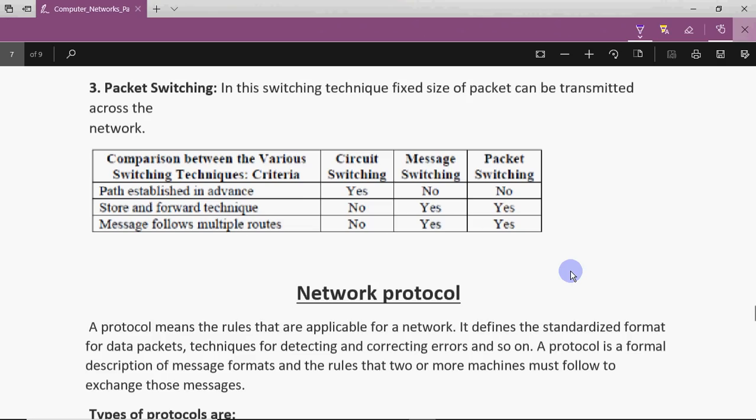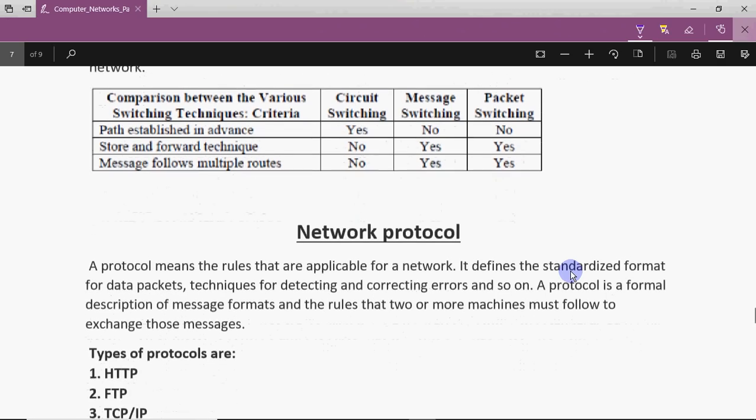So that used to happen because the intermediate systems were not able to hold the whole message at once. So they derived a technique called packet switching, where the whole message is divided into small fixed size packets, and then those packets are sent to the destination. Destination combines them again and makes the complete message, and then you can get the complete message on the destination. So that's called packet switching.